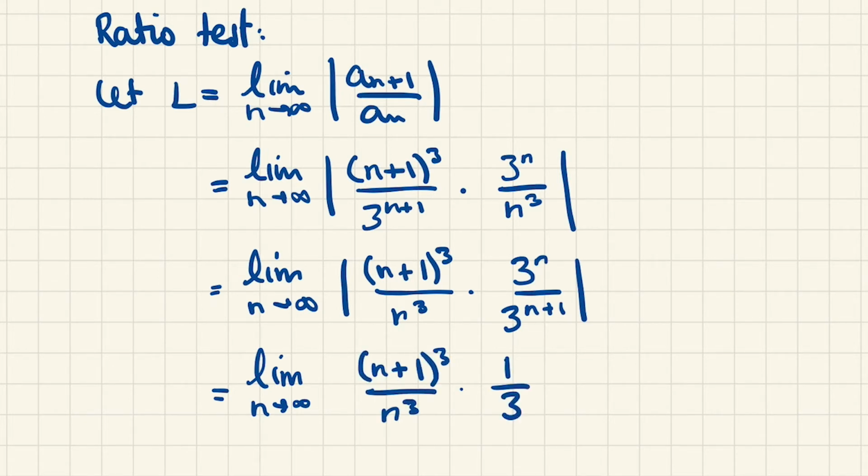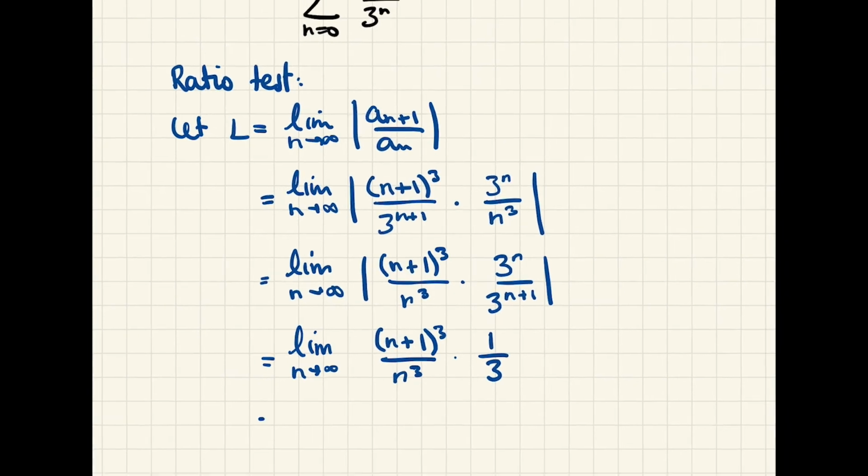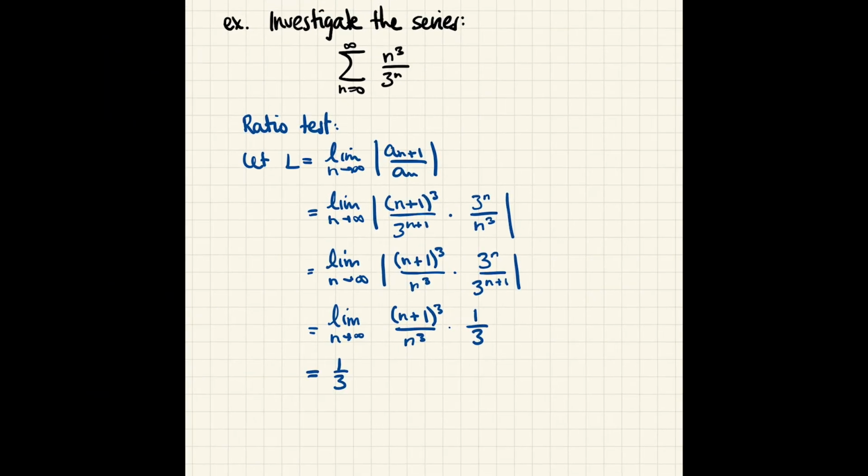Okay, so we're ready to evaluate this limit. This part here just goes to 1. So this entire limit evaluates to 1/3. What is it about 1/3 from which we can draw our conclusion? Well, 1/3 is less than 1. So this series here is convergent.